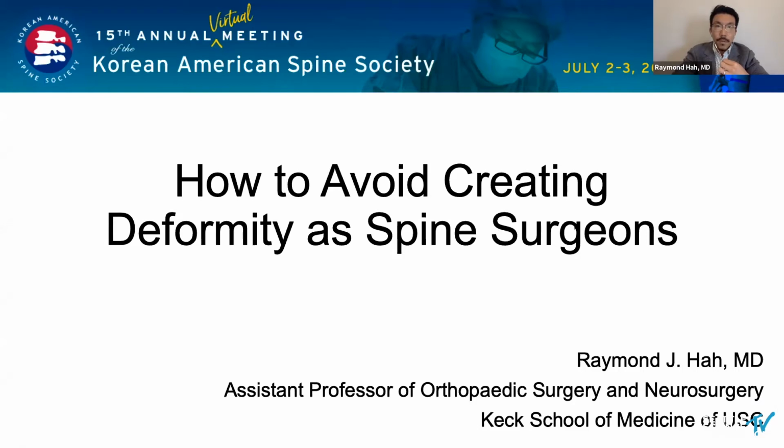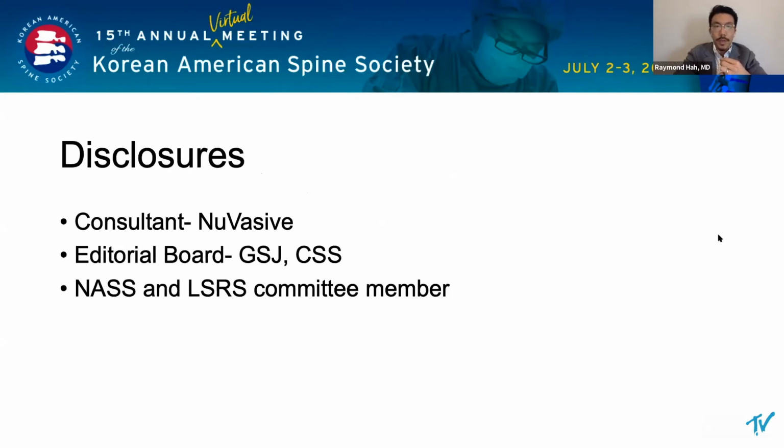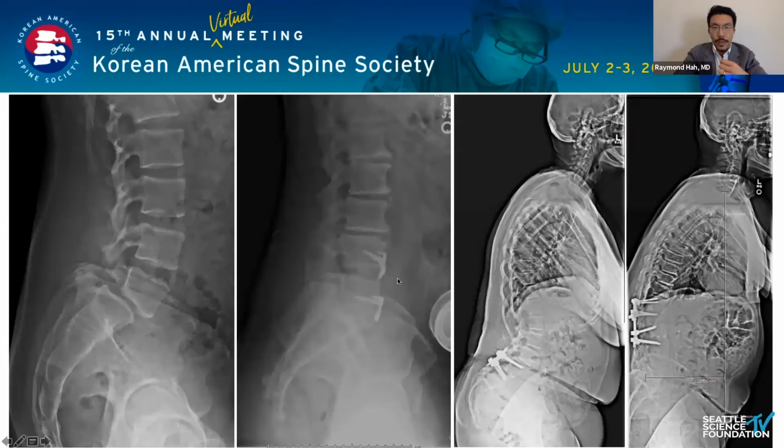I do a fair bit of deformity in my practice, about 30 to 40 percent, but this is not about deformity patients. This is really from the perspective of the degenerative spine, and how we can look at it in order to prevent iatrogenic problems, or at least minimize the possibility of it. I do have some disclosures, none of which are relevant to this talk.